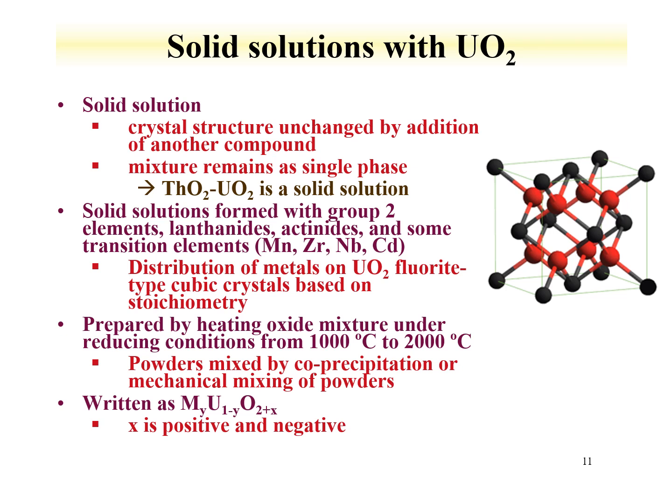Another interesting property of uranium dioxide is its formation of solid solutions. As a review, solid solutions are compounds that are formed from a mixture of species where the crystal structure is unchanged by the addition of one compound to another. In this case, this mixture, what we call the solid solution, remains as a single phase. An example of a solid solution is thorium dioxide and uranium dioxide.